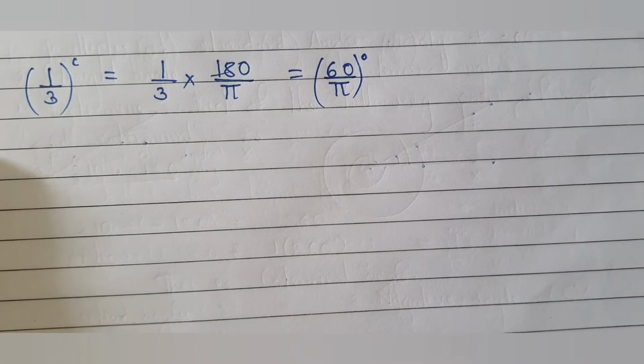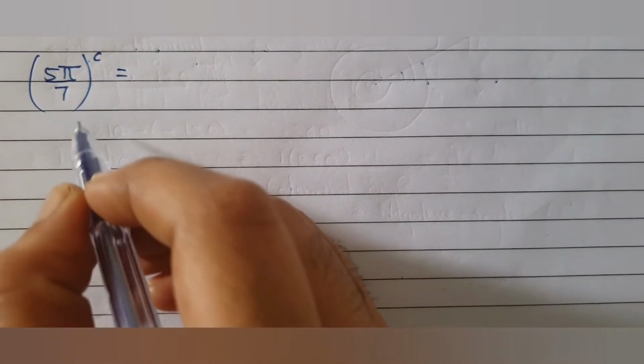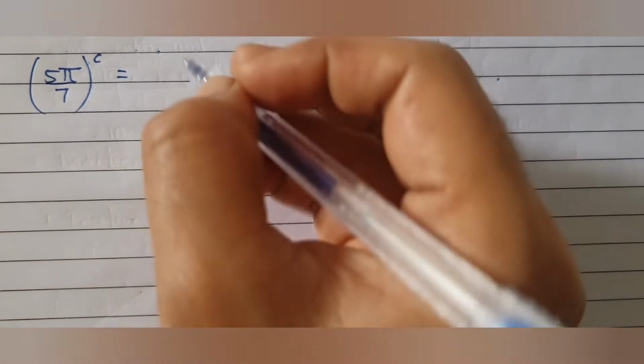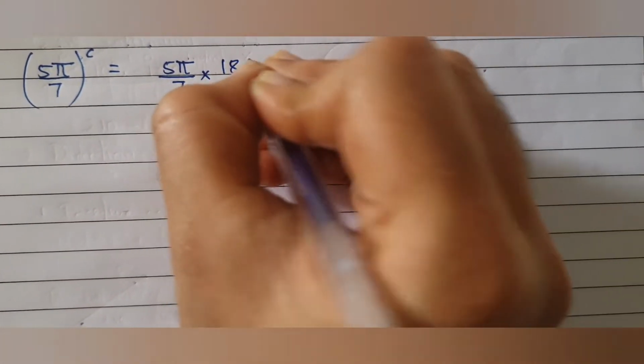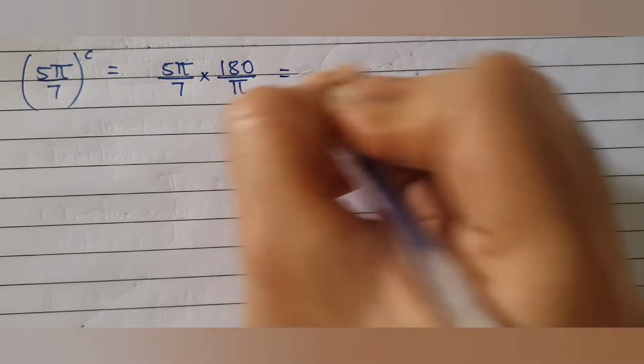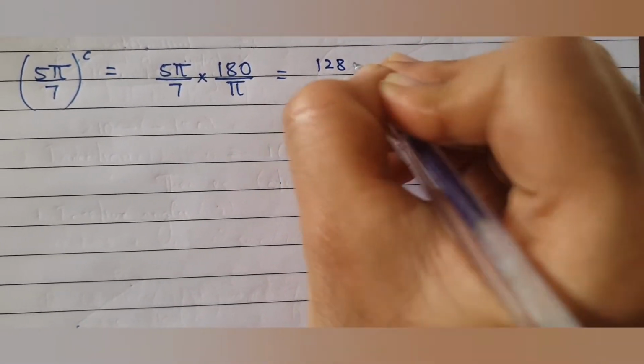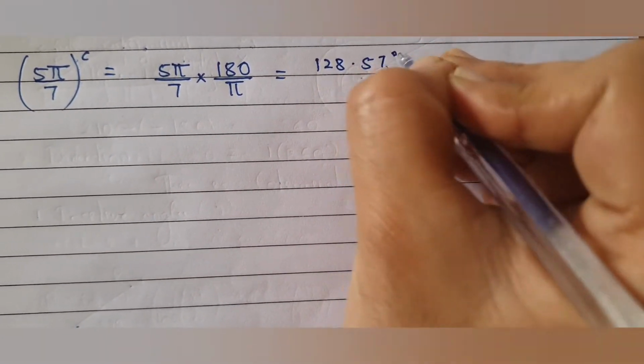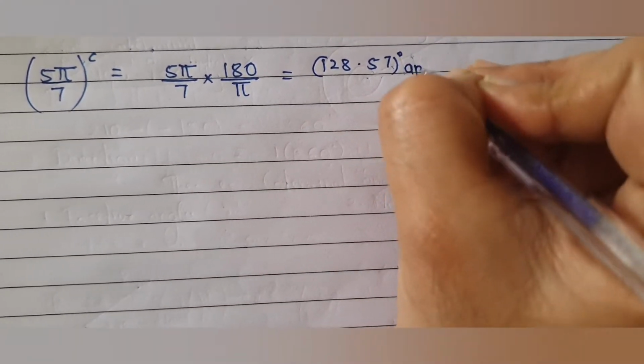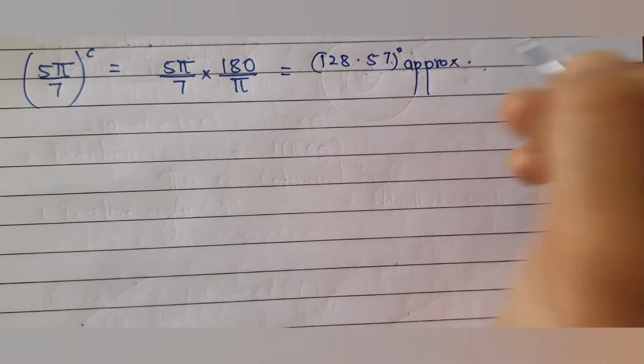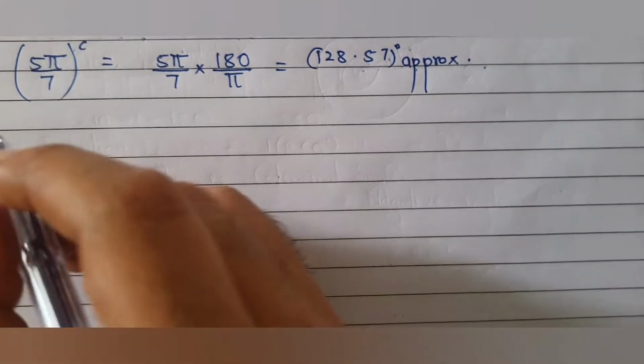Now our next sum is 5 pi by 7 radian, that is equal to 5 pi by 7 into 180 by pi, that will give us 128.57 degrees approximately. Please check and comment for this answer.